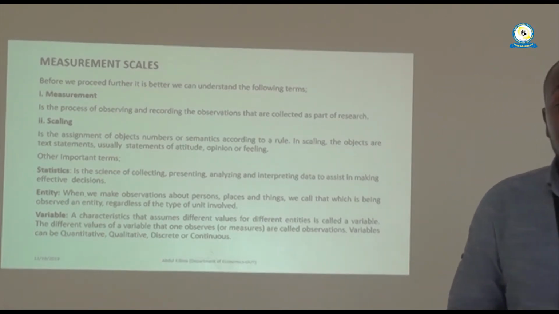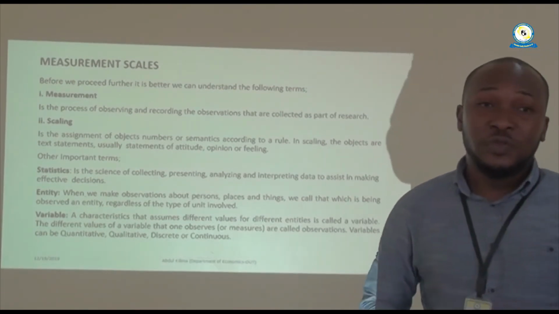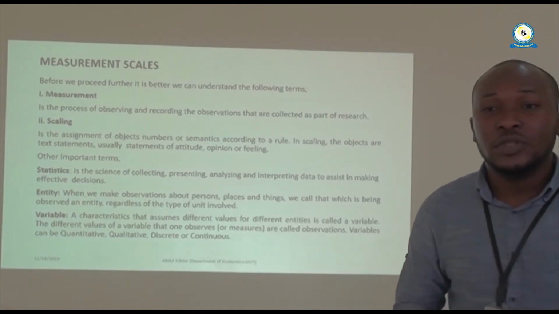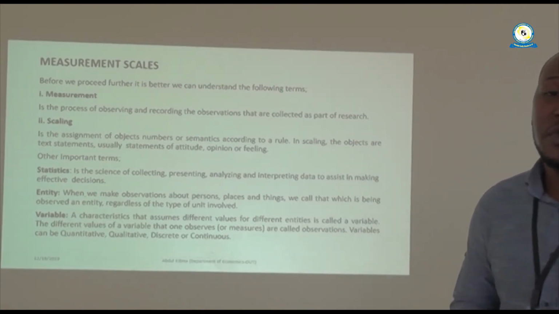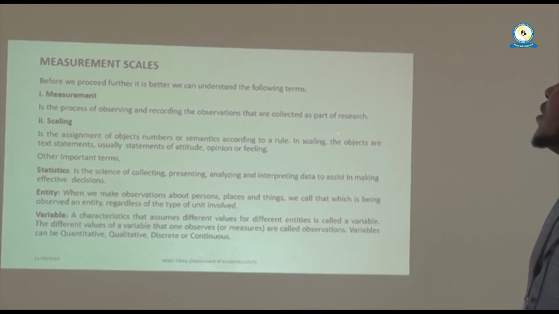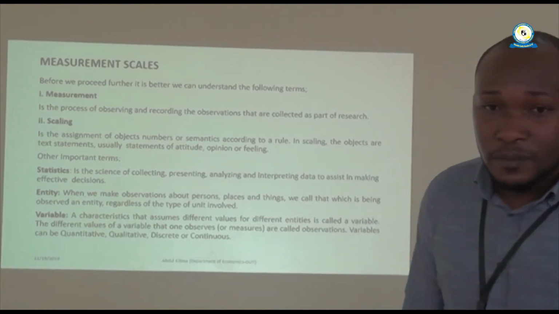Then we should look at what an entity is. When we make an observation about persons, places, or things, we call what is being observed an entity. So we are observing Suzuki cars in Dar es Salaam. Suzuki is an entity. Okay?